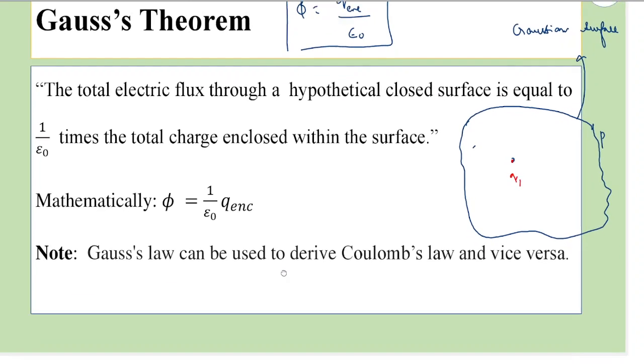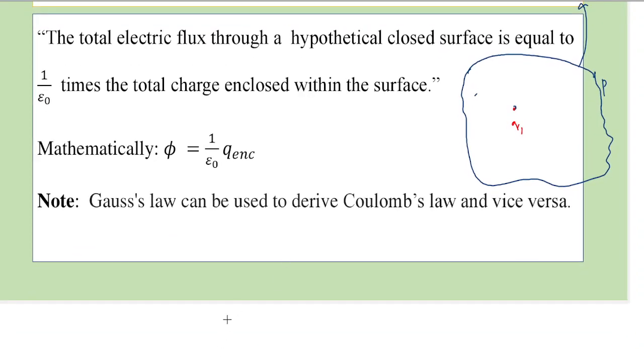Now we should keep in mind that Gauss law can be used to derive Coulomb's law and vice versa. That is, we can arrive at Coulomb's law from here and vice versa also. But again, the scope of this derivation is beyond this syllabus. We will not do it, just understand the point here.